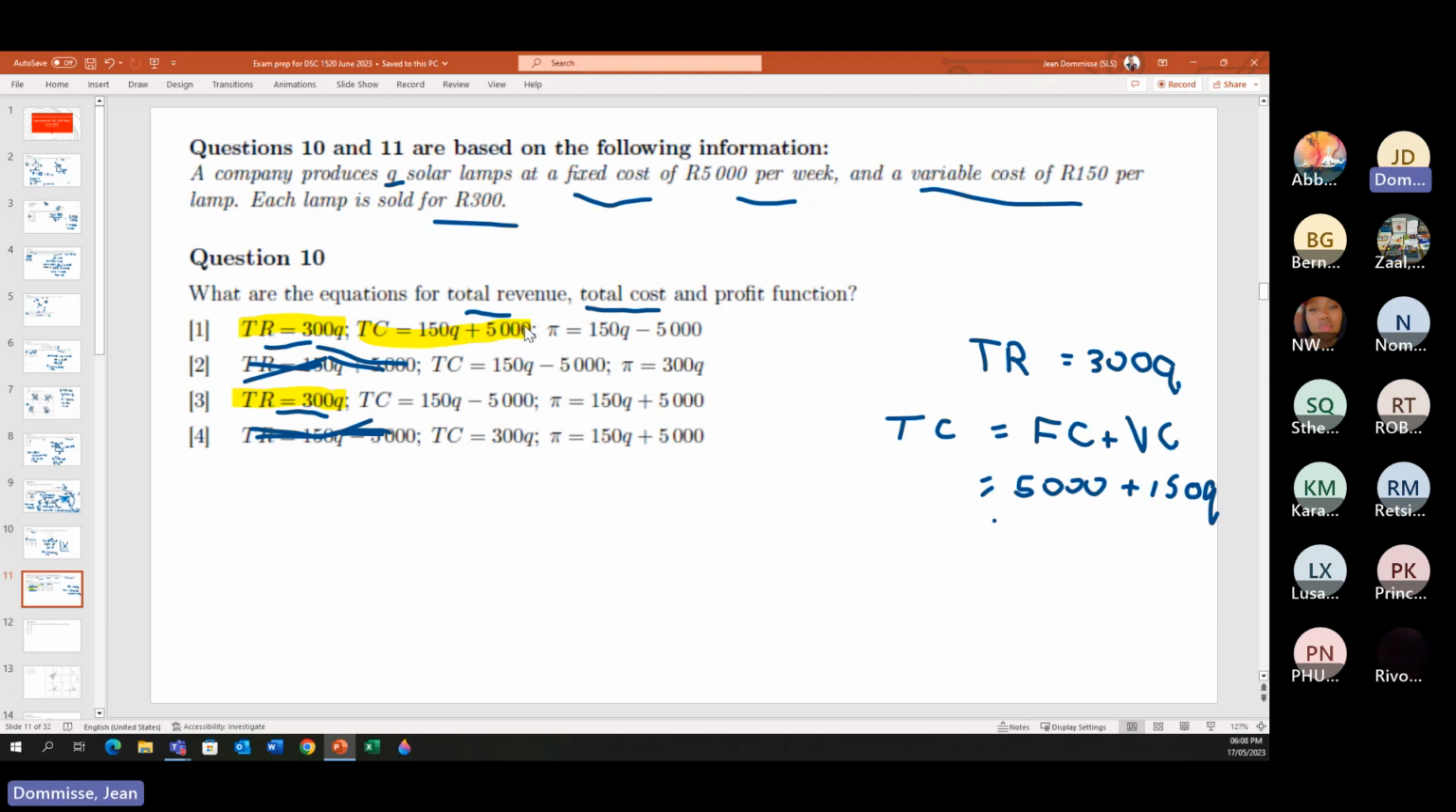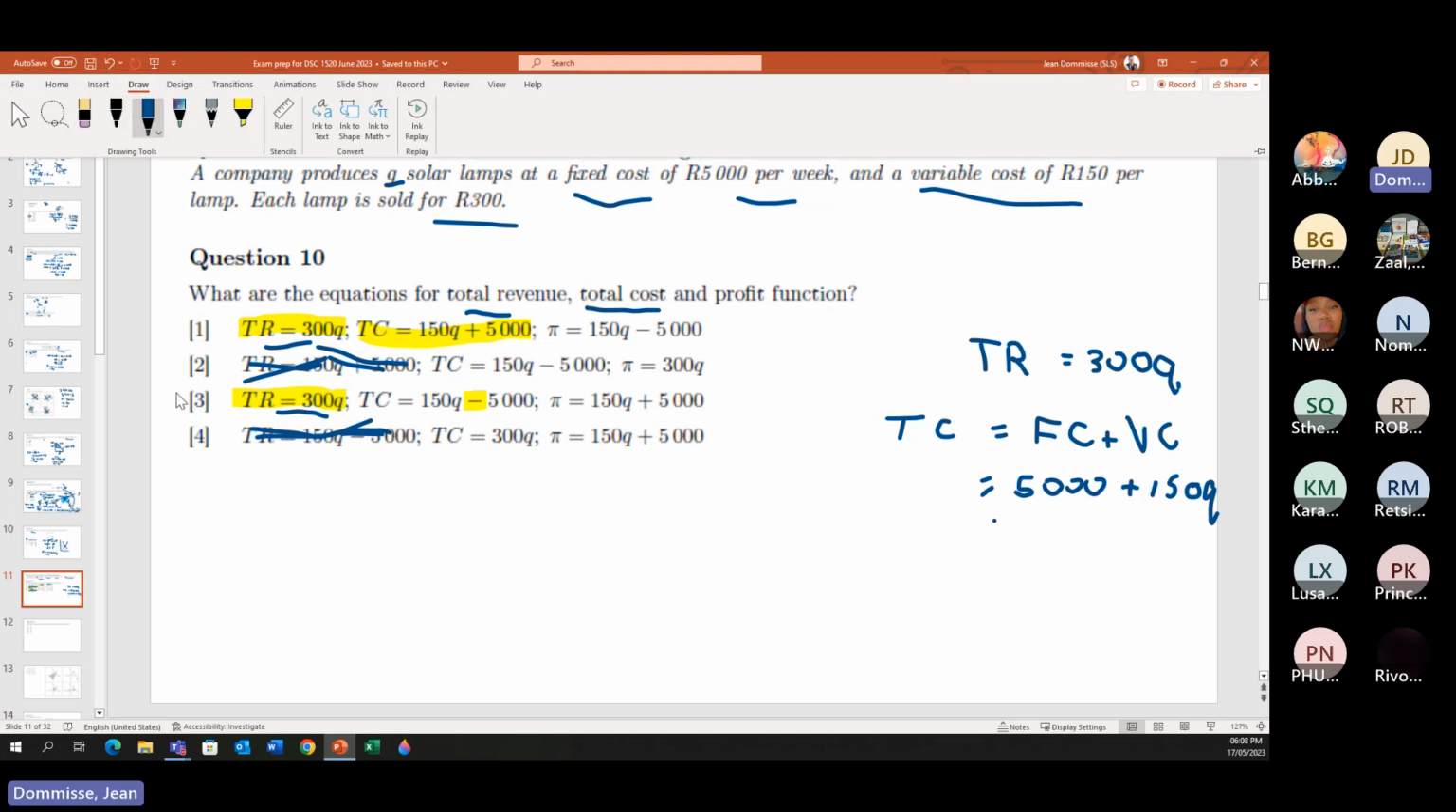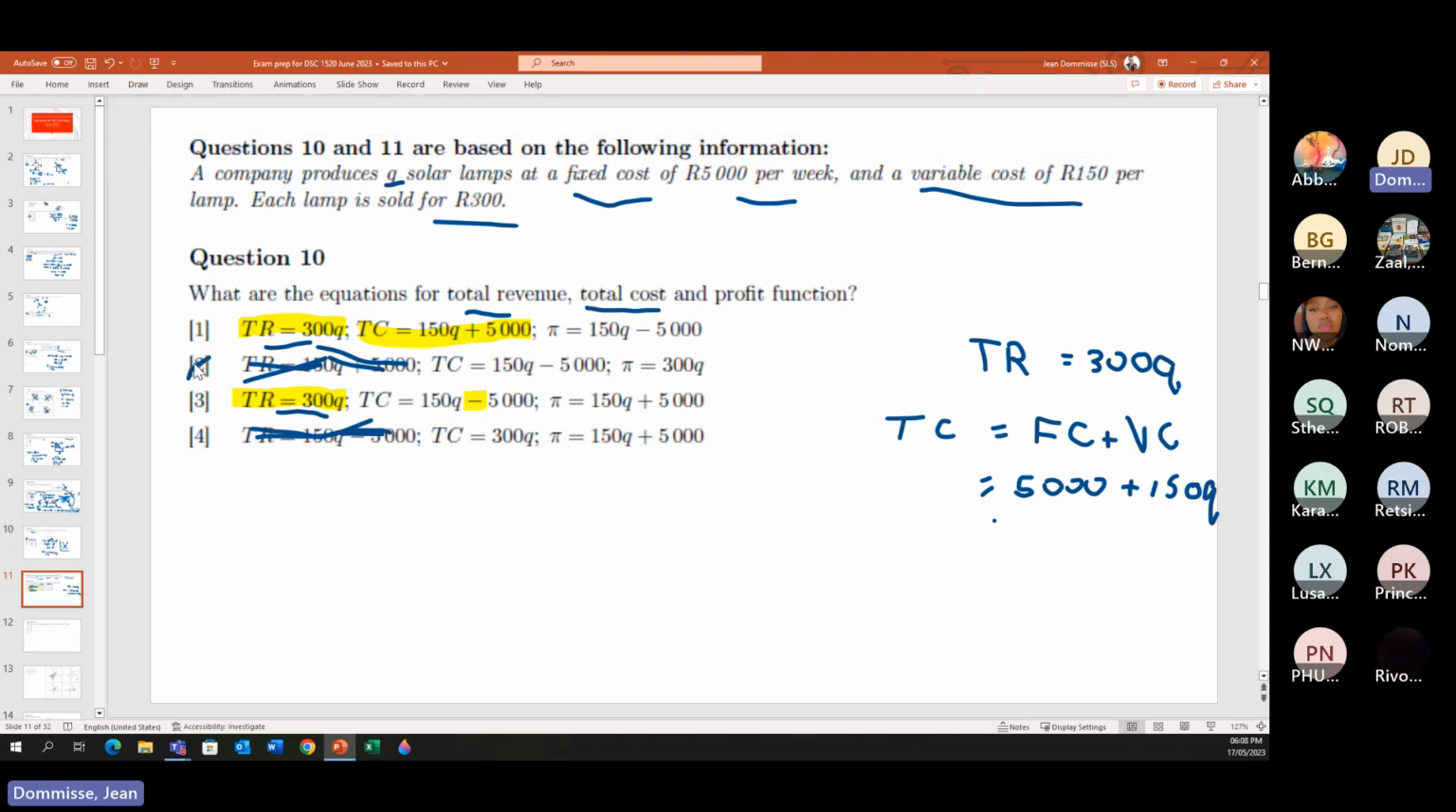Okay, can you guys still hear me? Okay, cool. So there's the total cost one. Let's look at option 3. Minus, it must be positive. So at this stage, I could also have eliminated option 3.